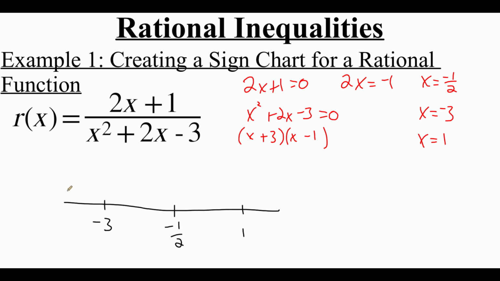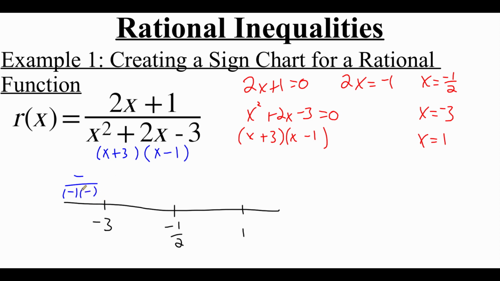Now as I start creating my sign chart with the denominator, I'm actually going to look at the factored version. I think that's going to be easier to see whether our pieces are positive or negative using that x plus 3 and that x minus 1. So starting with something to the left of negative 3, so maybe negative 4. If I plug in negative 4 across the top, I'm going to get a negative answer. If I plug negative 4 into my first factor, I'm going to get a negative answer. And if I plug negative 4 into my second factor, I'm also going to get a negative answer.